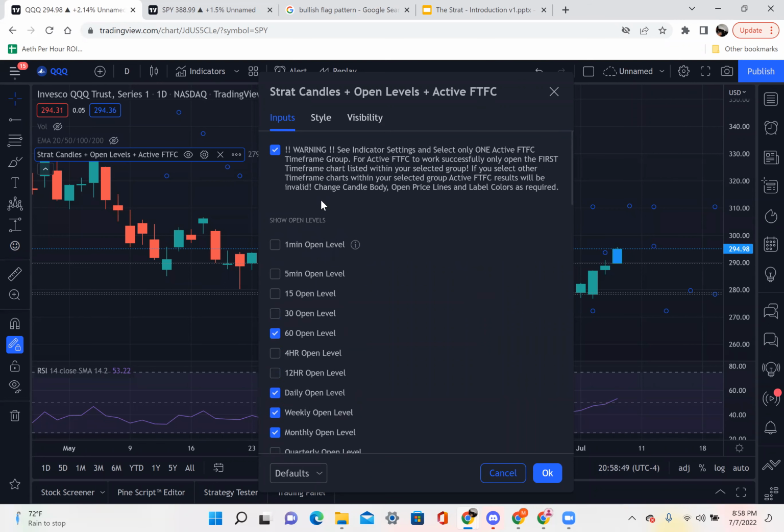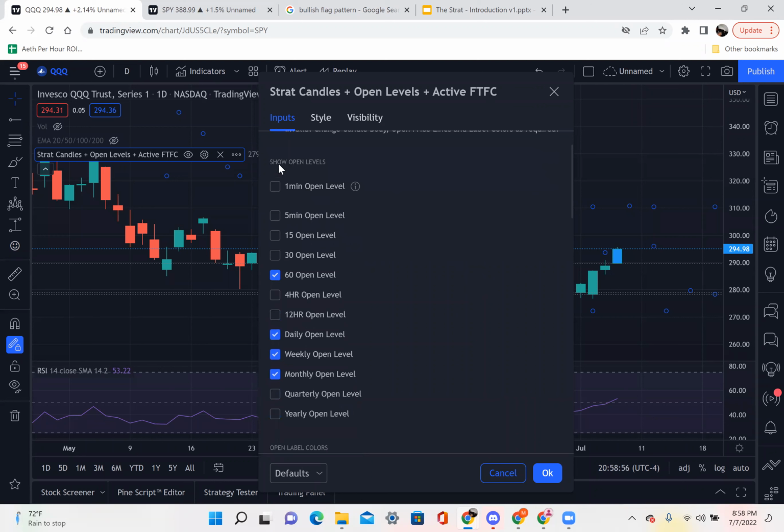So you want to keep that. This is what populated first. You want to keep that highlighted. You want to scroll down right here. The first thing under inputs that you're going to have is labeled show open levels, right? And that's when you hear me talking about levels or talking about the opening price, right? And things of that nature.